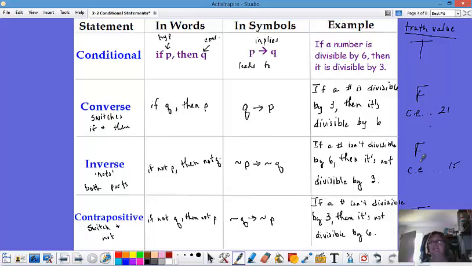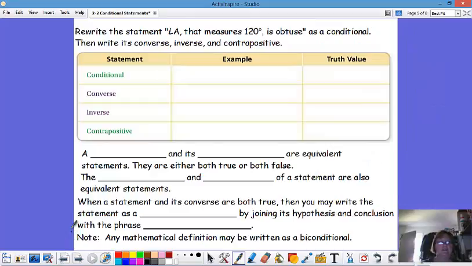The converse and inverse both have the same truth value, whatever it is, either both true or both false. In this case, they were both false. And that's kind of a nifty little factoid to remember. It'll help us out a little bit as we're investigating these claims. So I have another activity for you.